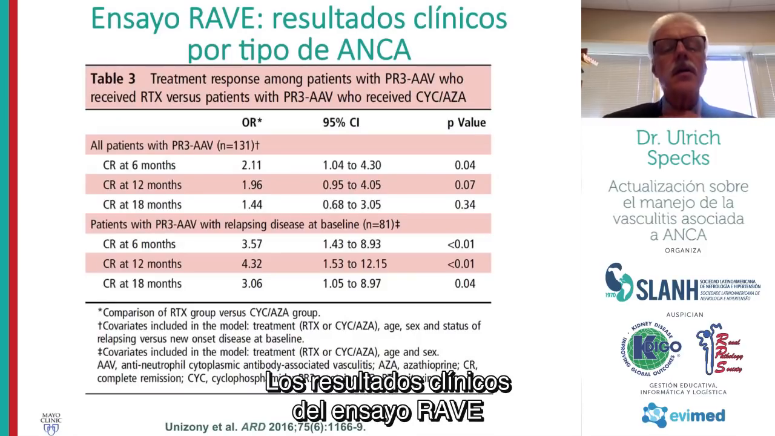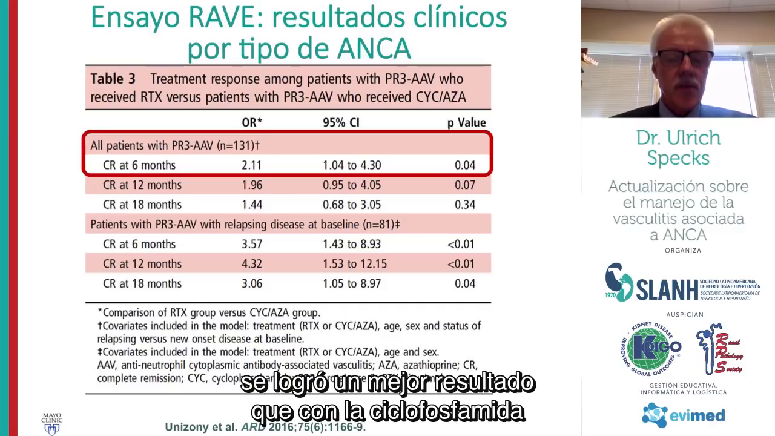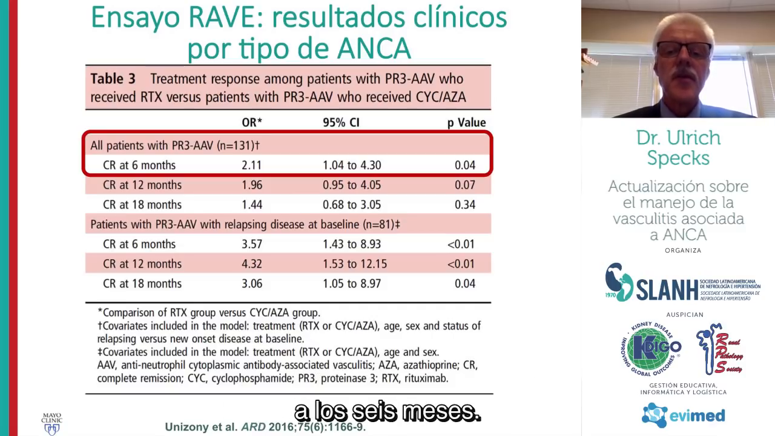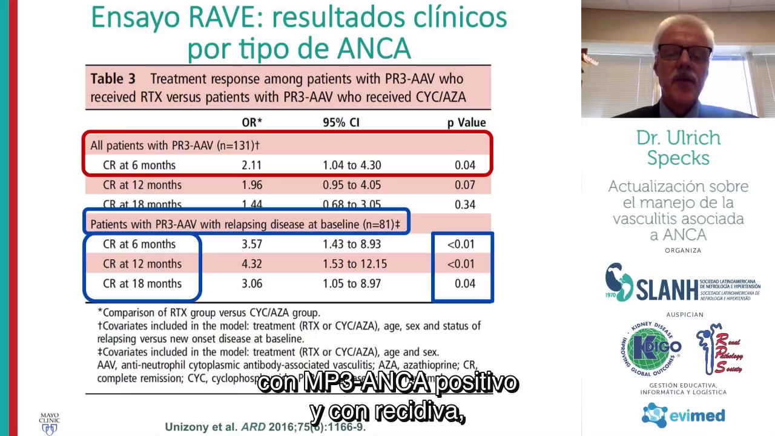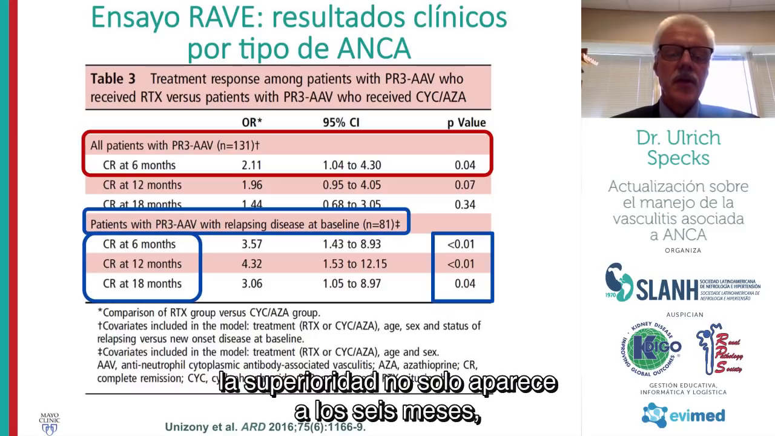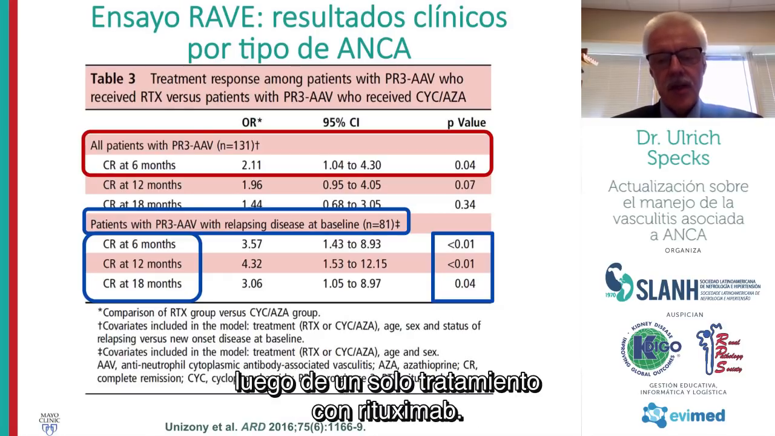The clinical trial outcomes of the RAVE trial have clearly shown that amongst the PR3 ANCA patients, superiority over cyclophosphamide was achieved at 6 months. And for patients who entered the trial with PR3 ANCA positivity and relapsing disease, the superiority was not only documented at 6 months, but also for 12 months and 18 months after a single treatment with rituximab.